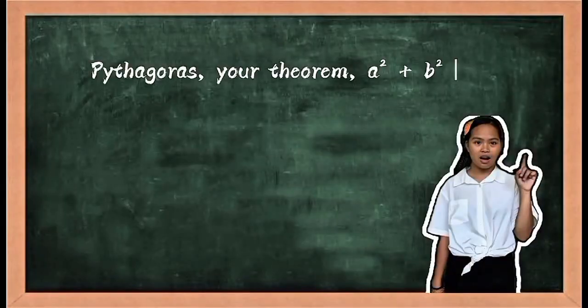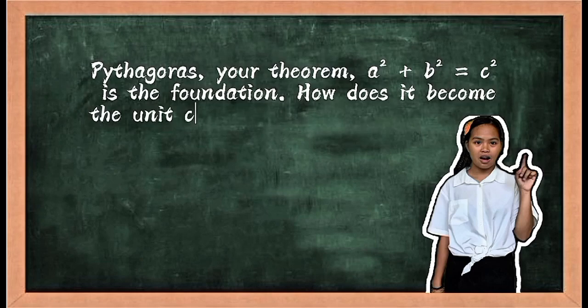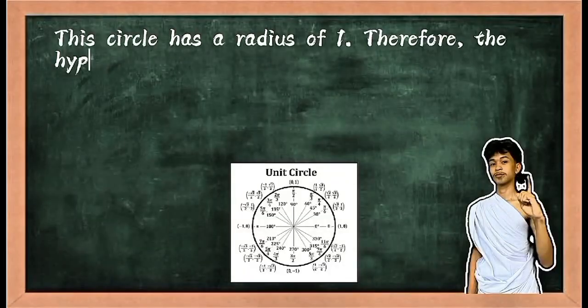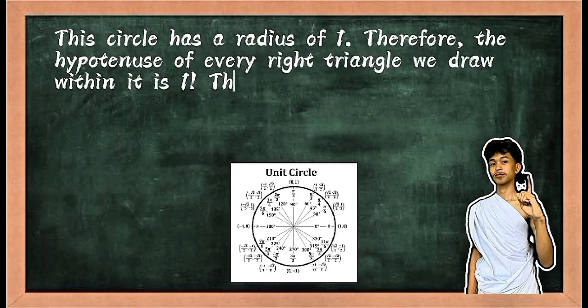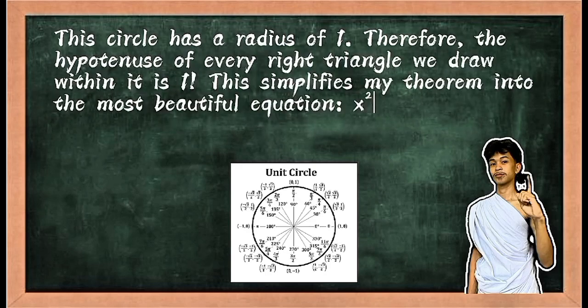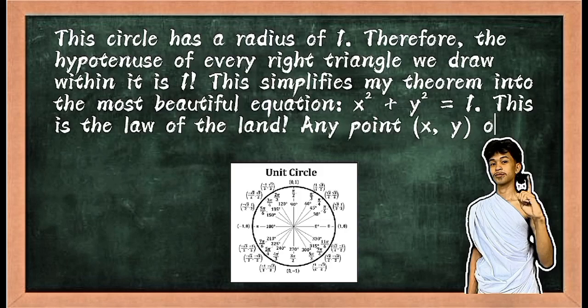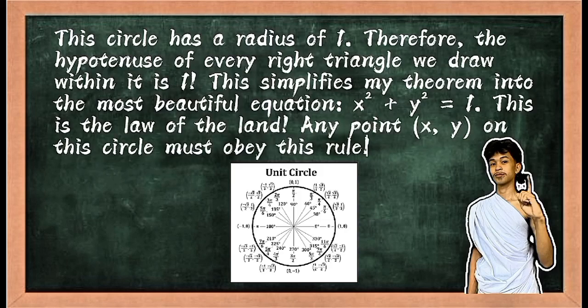Incredible! Welcome, everyone. Pythagoras, your theorem a squared plus b squared equals c squared is the foundation. How does it become the unit circle? Observe. This circle has a radius of 1. Therefore, the hypotenuse of every right triangle we draw within it is 1. This simplifies my theorem into the most beautiful equation, x squared plus y squared equals 1. This is the law of the land. Any point (x, y) on this circle must obey this rule.